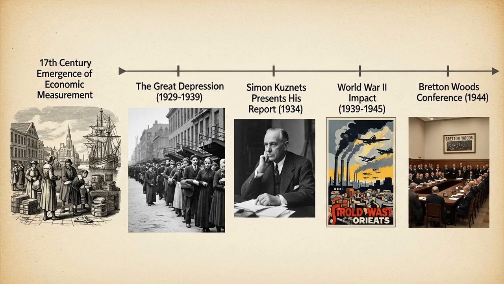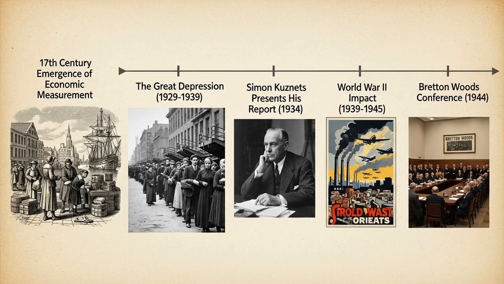The idea of measuring a national economy isn't new. It dates back to the 17th century, but the modern concept of GDP was born from crisis. During the Great Depression of the 1930s, the US government was flying blind, with no real data on what was happening to the economy. They tasked an economist named Simon Kuznets to create a comprehensive measure. In 1934, he delivered his report, laying the groundwork for what would become GDP.